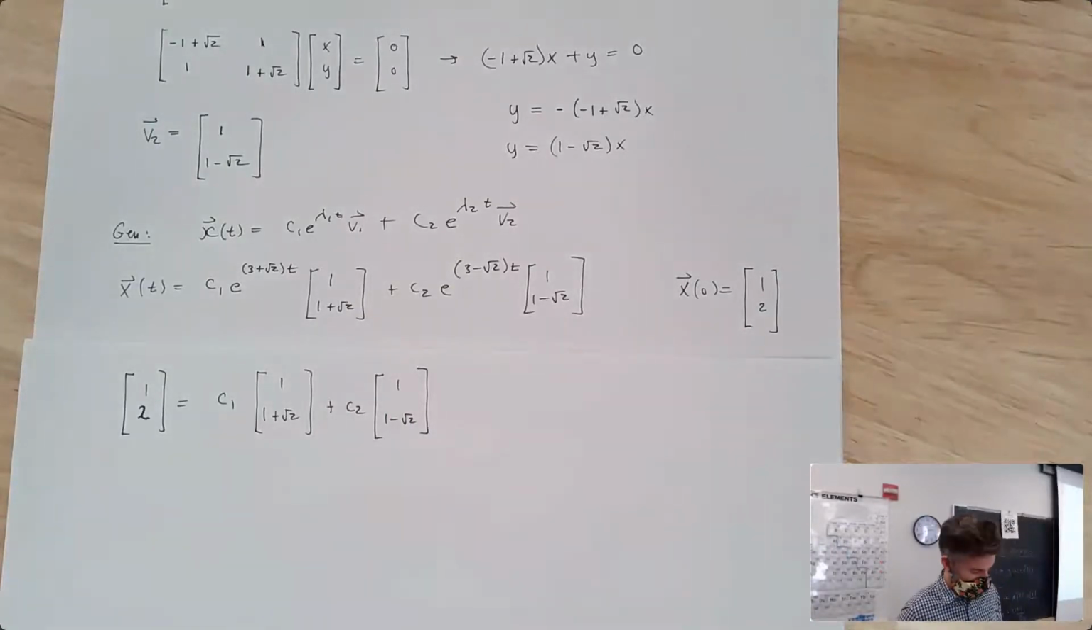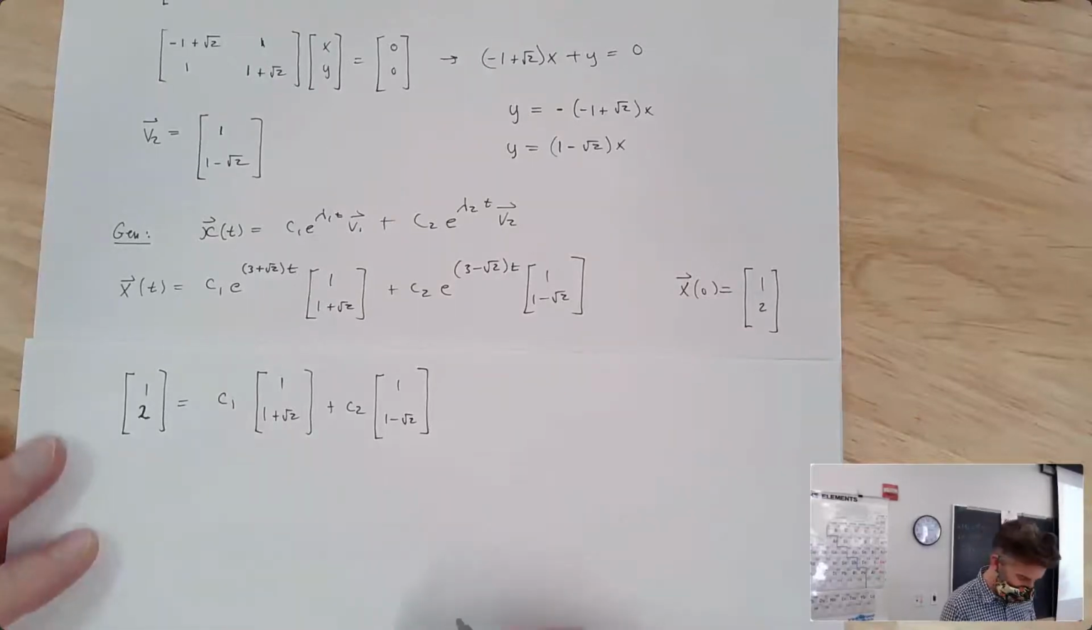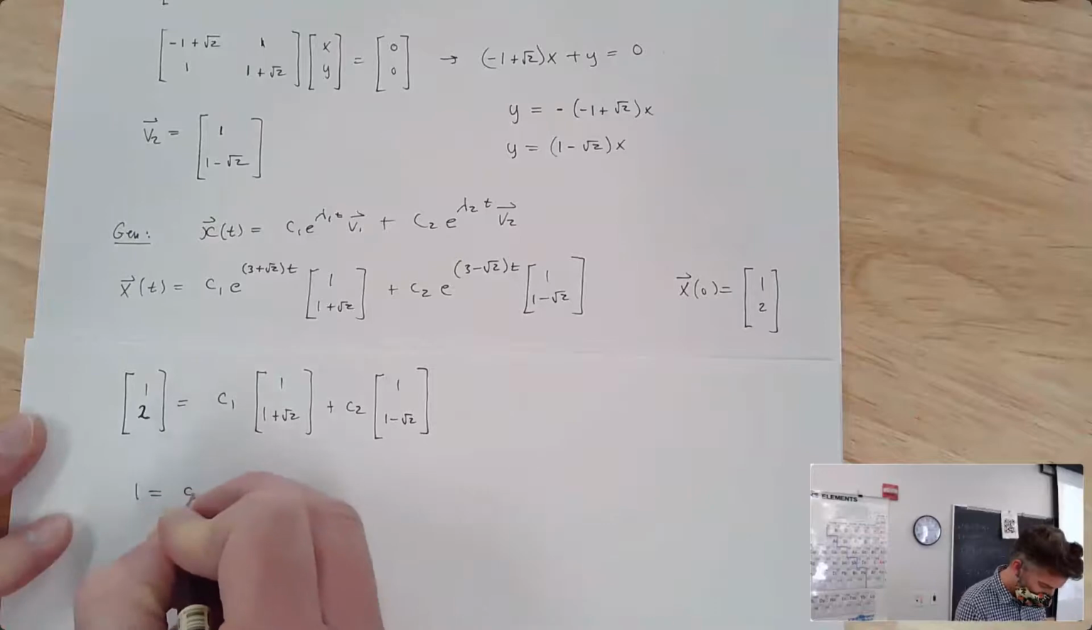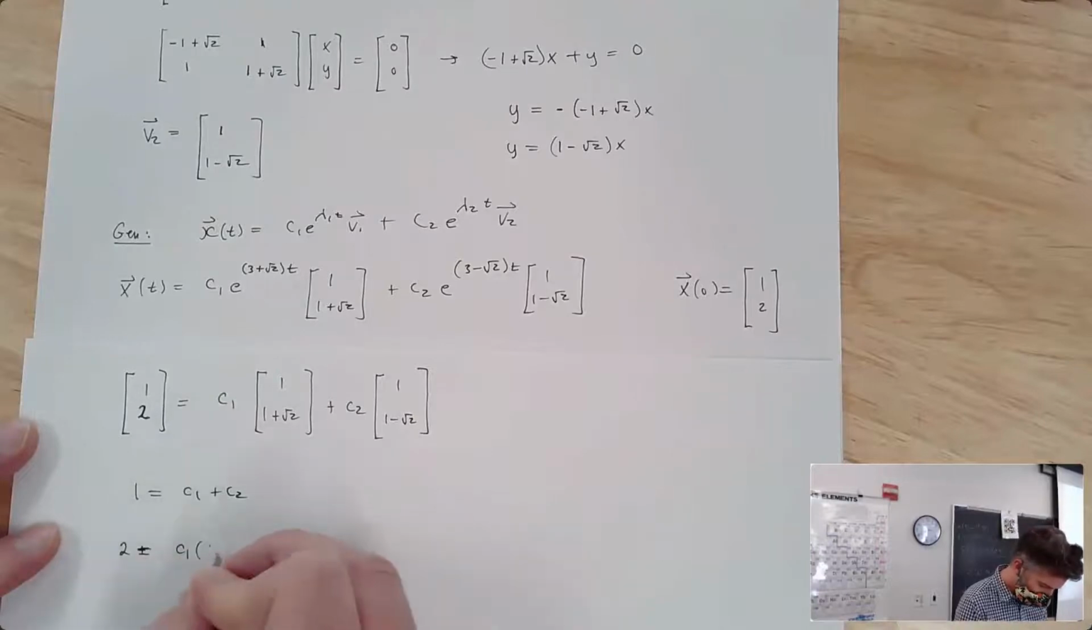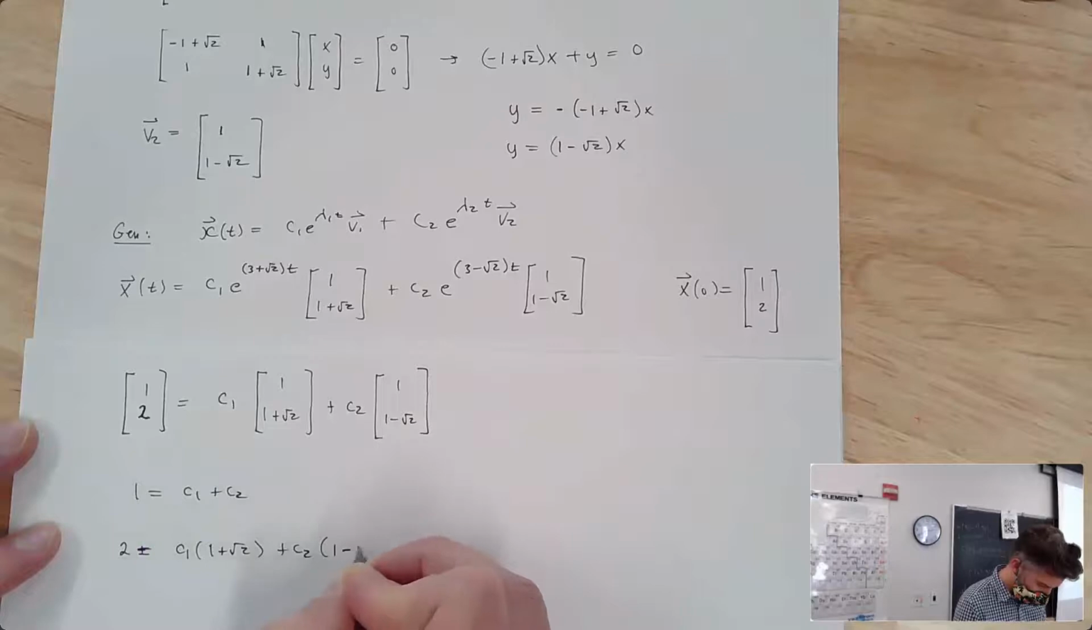All right. So then, here's one way you could do it. You can write the equations. You could say, okay, 1 equals c1 plus c2, 2 equals c1 times 1 plus root 2 plus c2 times 1 minus root 2.